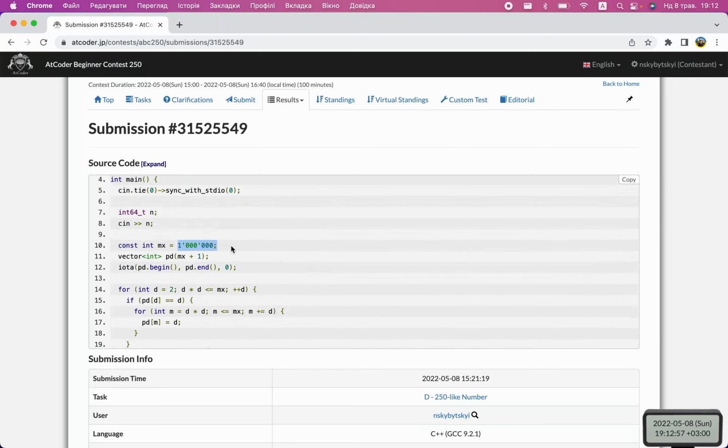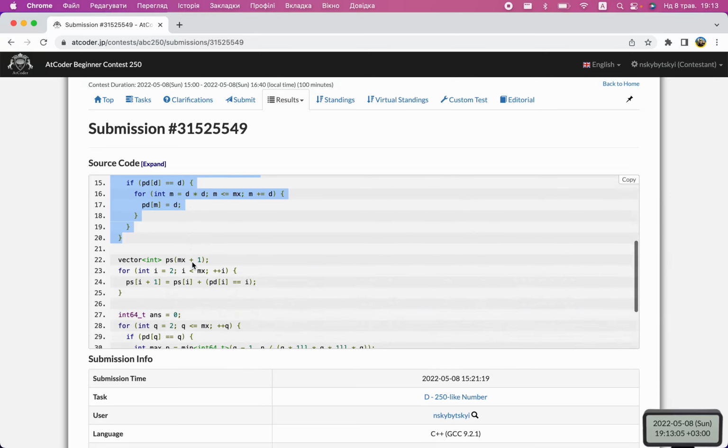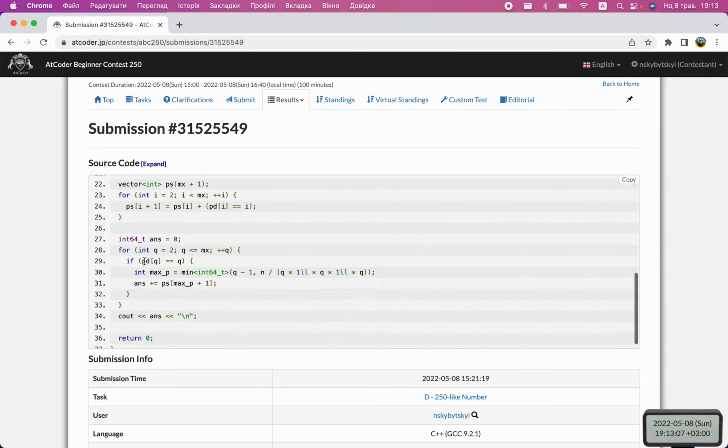Namely, both prime numbers are at most 1 million. So it's very natural to compute a prime sieve up to 1 million. After which, another idea is to count such numbers p times q cubed grouped by q, because if we do it, then we have two bounds on the value of p.